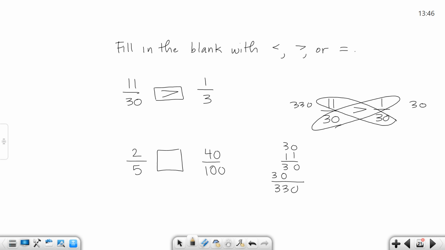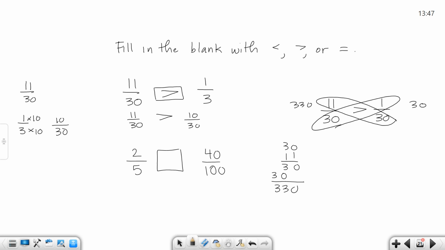Now another thing that you can do is this. I have 11/30ths already, but if I'm turning 1/3 into 30ths, then what I could do is say, hey, I'm going to multiply by 10 on the bottom, which means I multiply by 10 on the top. So this is 11/30ths, and this is 10/30ths. So 11/30ths is greater than 10/30ths if you prefer that way.